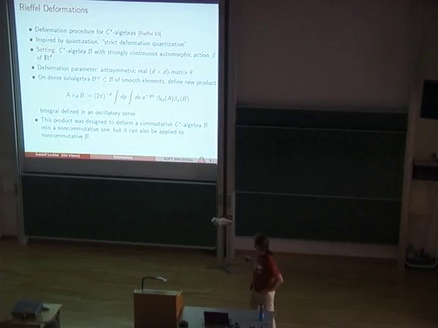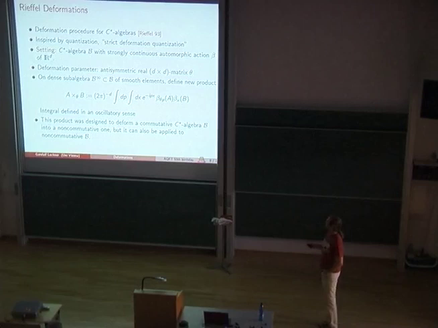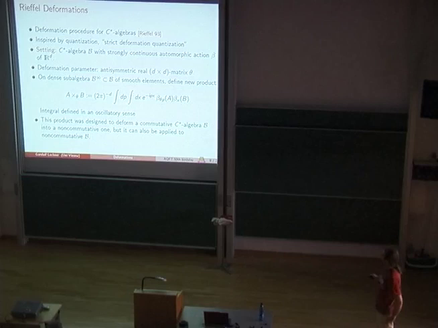You consider a C-star algebra with a strongly continuous automorphic action, I call it beta, of the translations. And you pick as a deformation parameter just some anti-symmetric real D times D matrix theta. And then you introduce a new product. The C-star algebra has a product, but you introduce a new product depending on this parameter theta by this integral formula. So you shift your A and B with your action and integrate against this Fourier kernel here. Well, it's clear that this integral does not converge absolutely or in any nice sense, because the integrand is just constant in norm.